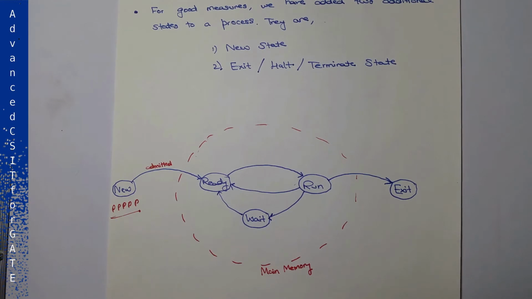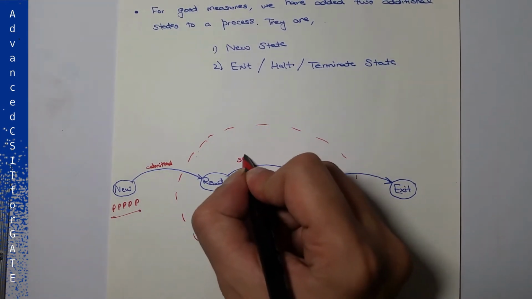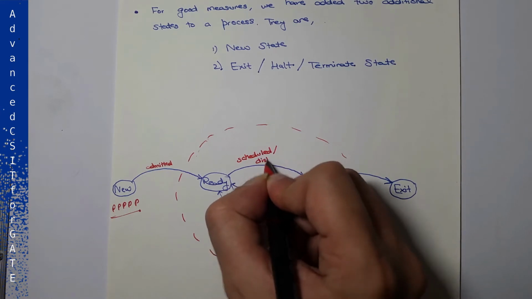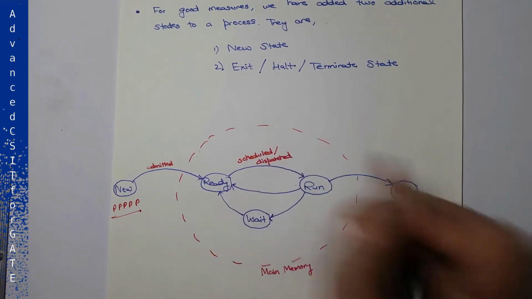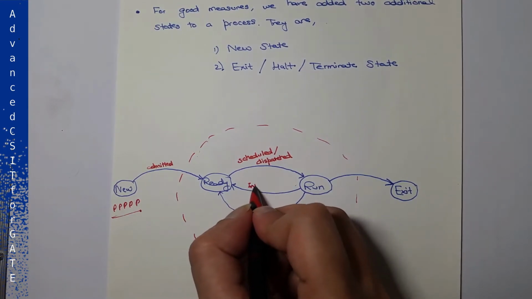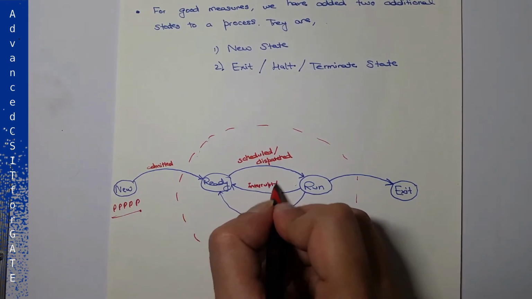Memory is more expensive and is less available than secondary memory, so we bring them into main memory only when it's required. Otherwise they'll stay in the new state. When they are ready for execution, they are brought into the ready state. From the ready state to running state, they are scheduled or dispatched by the scheduler. Now from running state to ready state, they will go either when an interrupt occurs or on timeout.